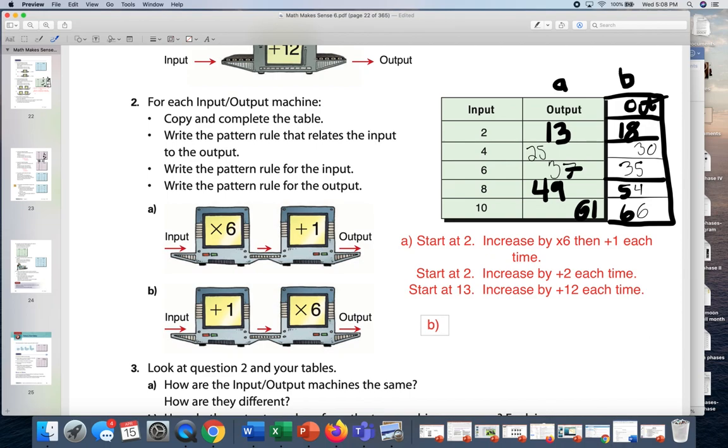Okay, so A is we have to say the pattern rule, or sorry, this is B now. So we have to say the pattern rule that relates the input to the output. So same, start at 2, increase by adding, I guess we can say adding 1, then times by 6 each time. Okay, so that's the first one. Then the next part is the pattern rule for the input. So you don't have to do that one again because it's just the exact same input, right? And then for the output, okay, start at 18.